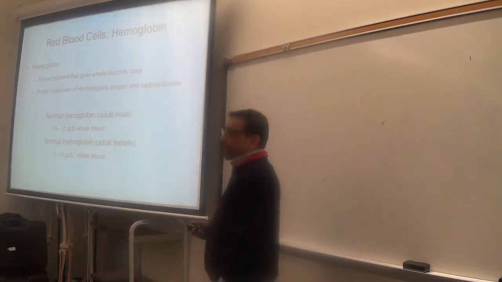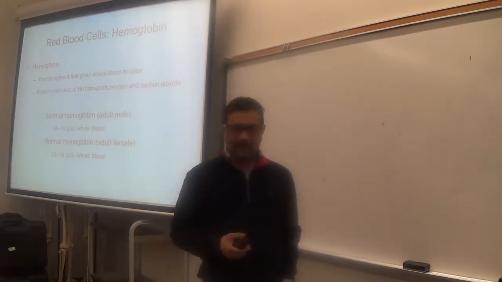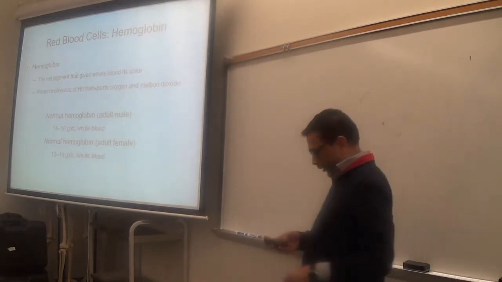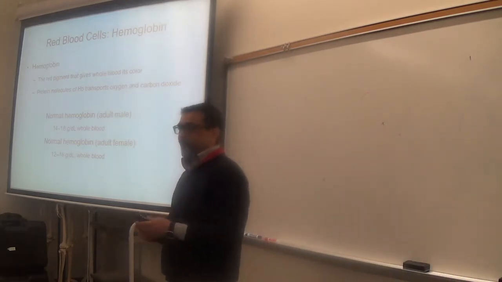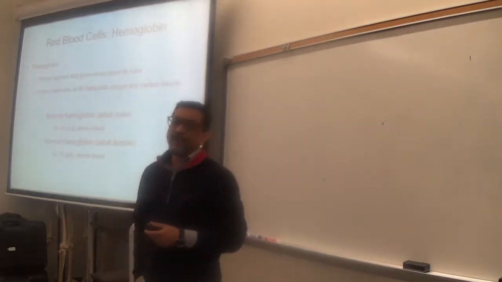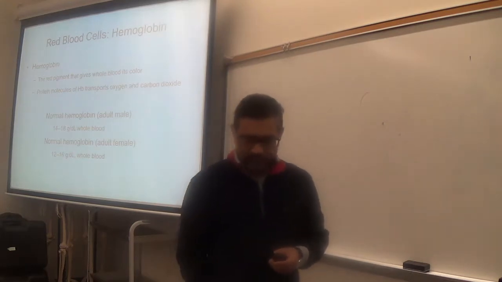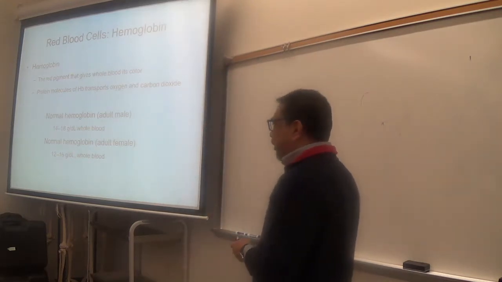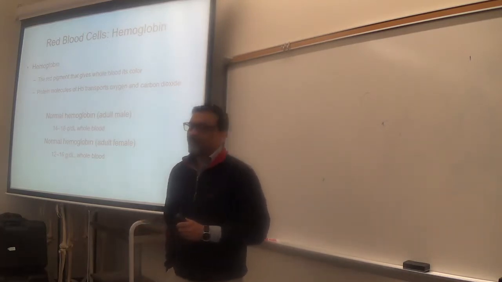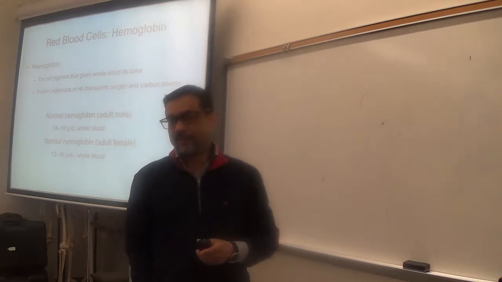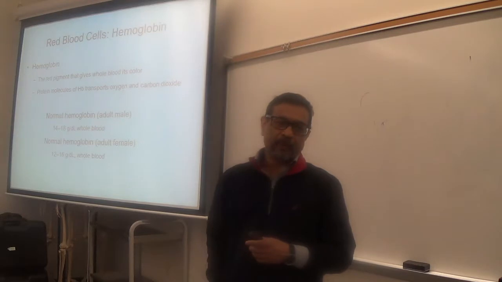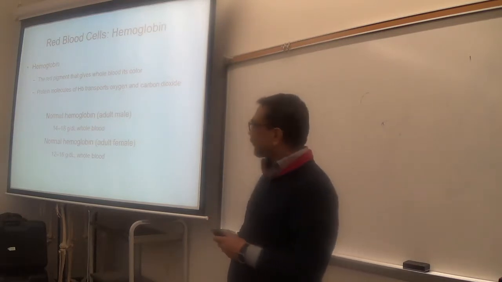So we are talking about the red blood cells. And you know that hemoglobin is a red colored pigment present inside the red blood cell. And the color of hemoglobin is red. That's why the blood is red, because of the presence of hemoglobin inside the red blood cells.